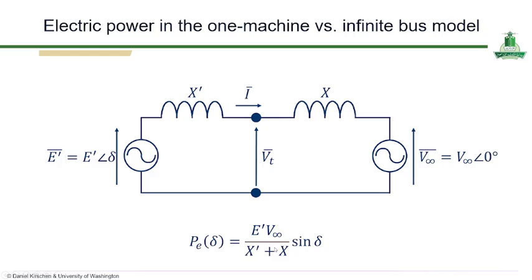This equation shows that the power output varies sinusoidally with the rotor angle delta. The maximum power transfer occurs when delta is equal to 90 degrees. So sine 90 is equal to 1, highlighting the stability limit of the system. It provides a fundamental basis for analyzing rotor angle stability and understanding how disturbances affect the power system operation.